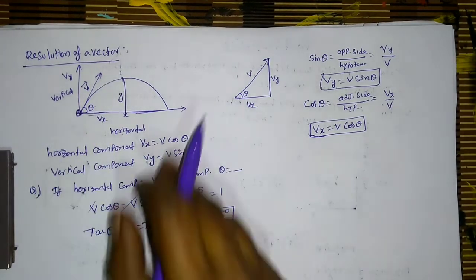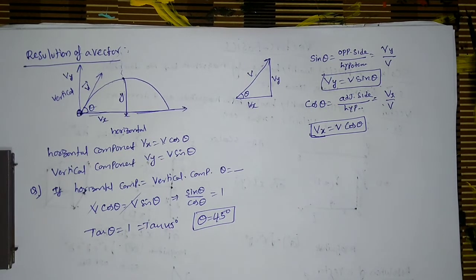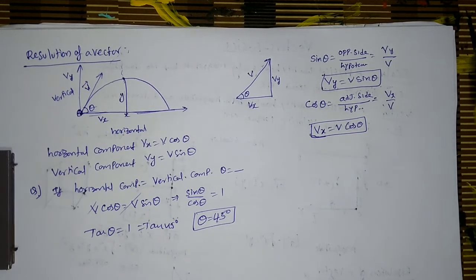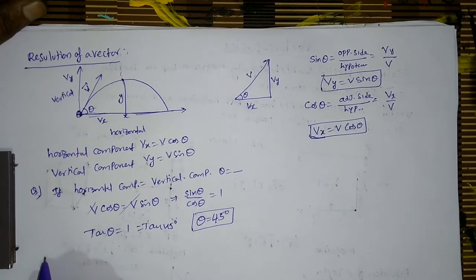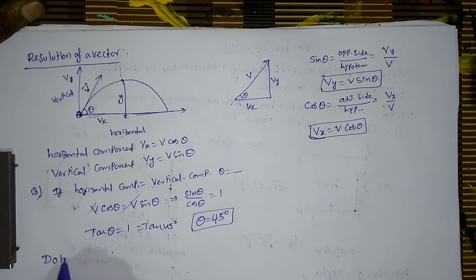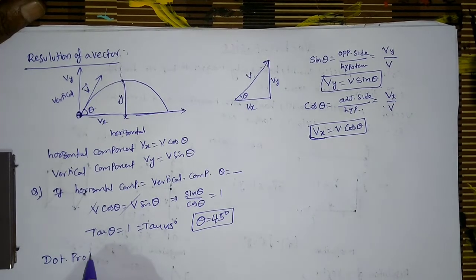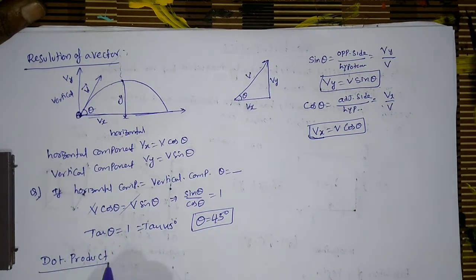So this is very useful for the work done and torque concept, and the linear momentum concept. So these are useful for this one. Now we go for the dot product. The next item will be the dot product. So how can you define the dot product?